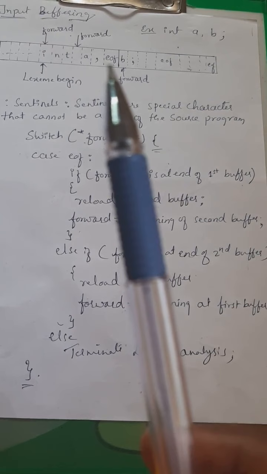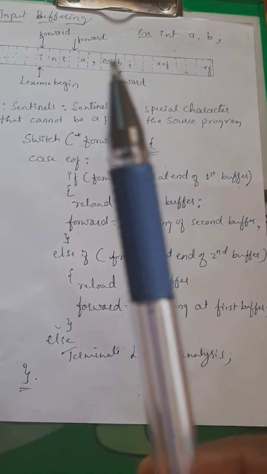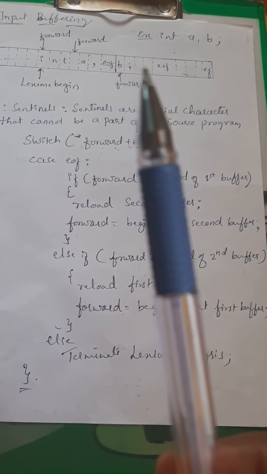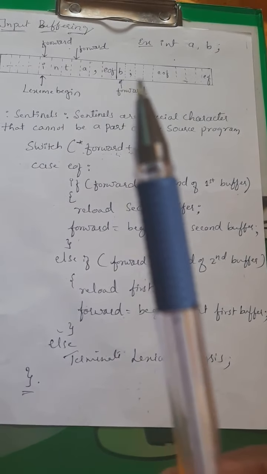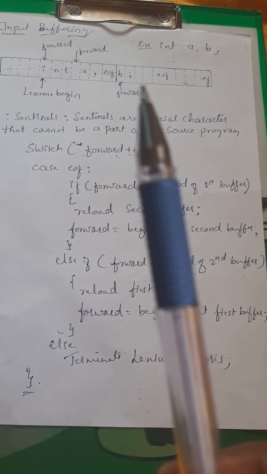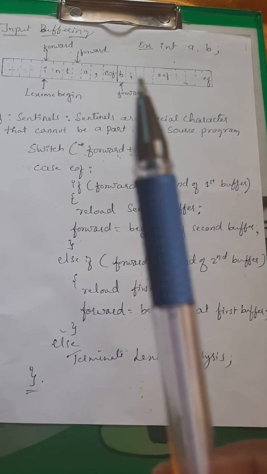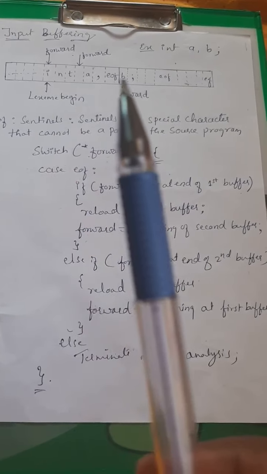For this reason, the compiler makes use of a pair of buffers. These buffers are loaded alternately by the compiler. The size of the buffer is 4096 bytes. They can hold 4096 bytes. The data to be executed is first loaded into these buffers.